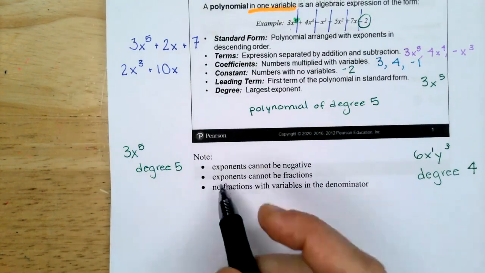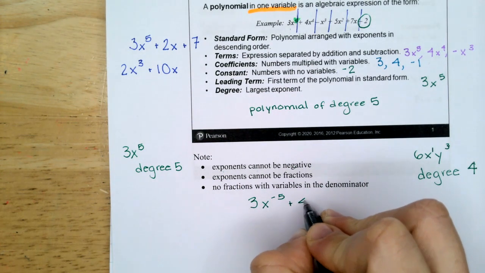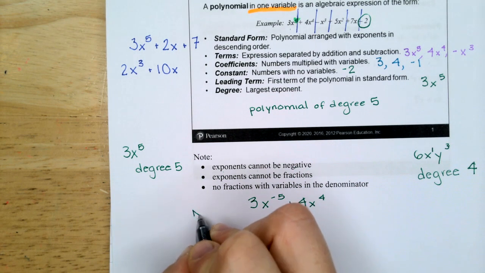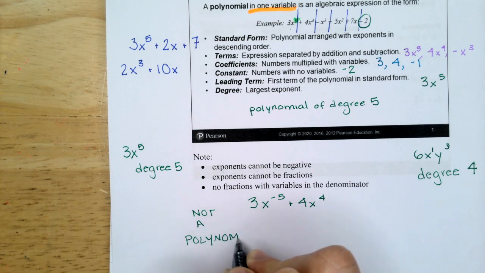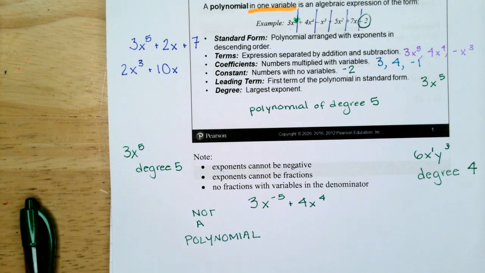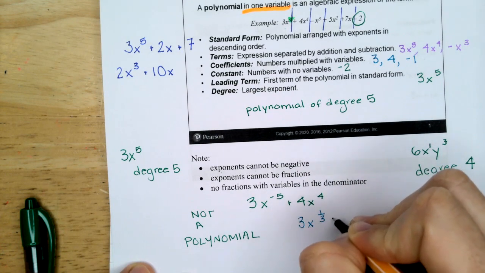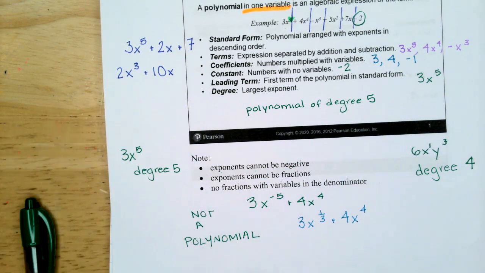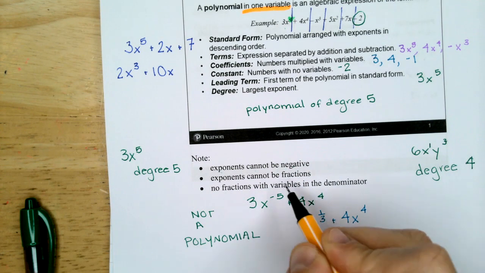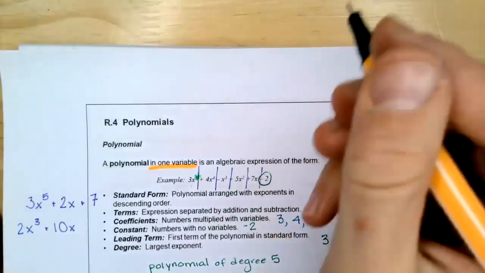For a polynomial expression, exponents cannot be negative. So if I had 3x to the negative 5th plus 4x to the 4th, this is not a polynomial, because the exponent is negative. If I had an exponent that was a fraction, 3x to the 1/3 plus 4x to the 4th, not only are neither of these in standard form anymore, they're also not polynomials. This cannot be a fraction. This cannot be a negative number. It can be 0, right?